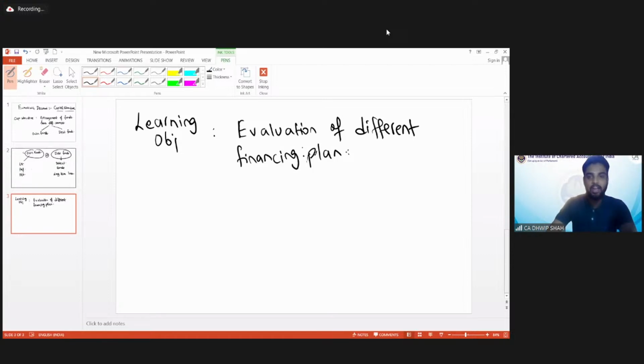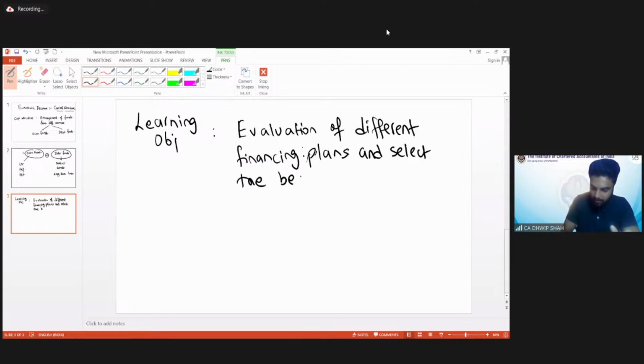Should we put in our own funds or raise from outside on borrowing? And once we decide to put our own, how much proportion we need to raise through own funds and how much proportion we need to raise through debt funds. So you need to evaluate different financing plans and select the best one.